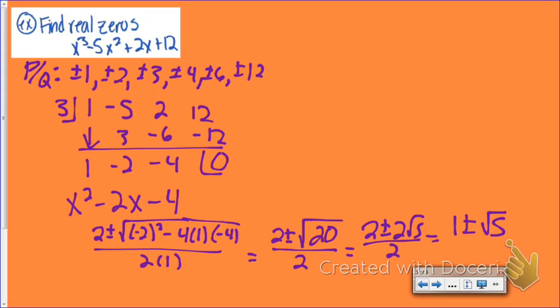So this means I have 3 zeros here. So I have the original 3 that I found using synthetic division. Don't forget that is included. If we find that we get zero remainder, that is one of our zeros. So don't do all this work and forget it in the final answer. Then I have 1 plus the square root of 5, and I have 1 minus the square root of 5.